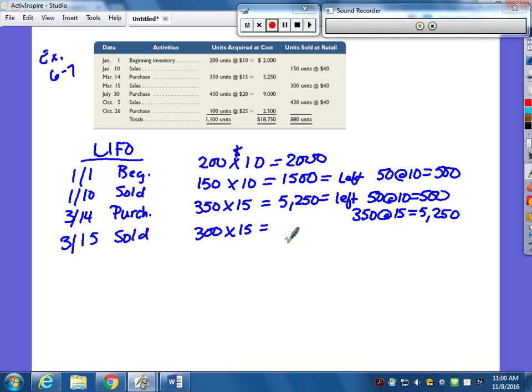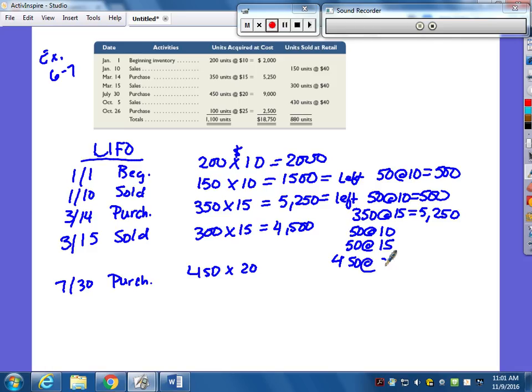How much? 4,500. And that means now you have 50 left at 10 and 50 left at what? 15. Now on July 30th, you purchased 450 units at 20. So now over here, that just adds on to the count, right? You have 450 now at 20.